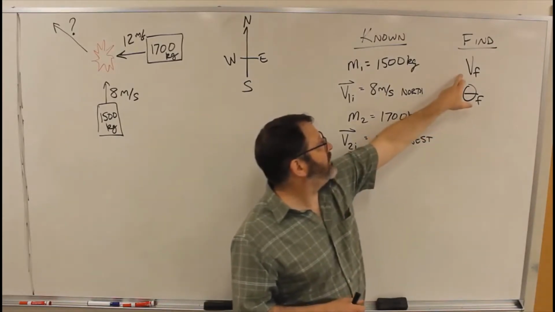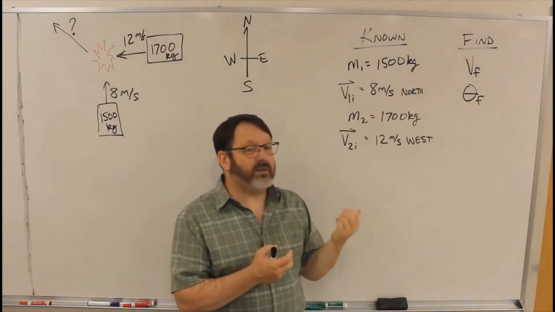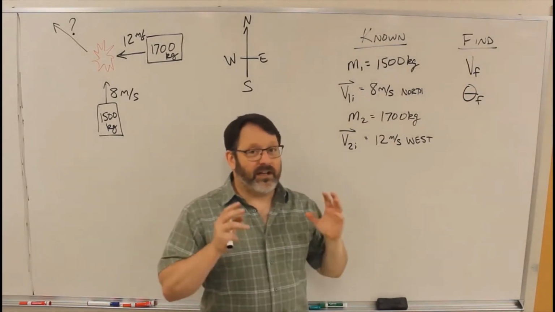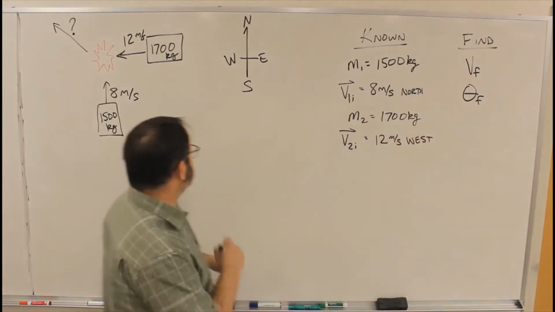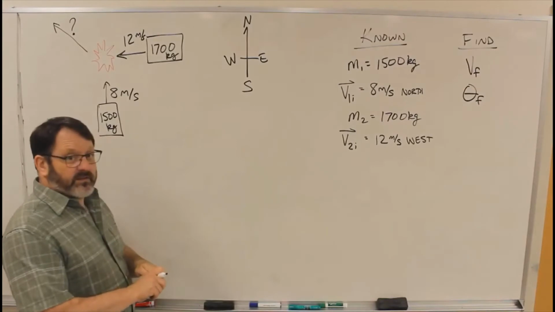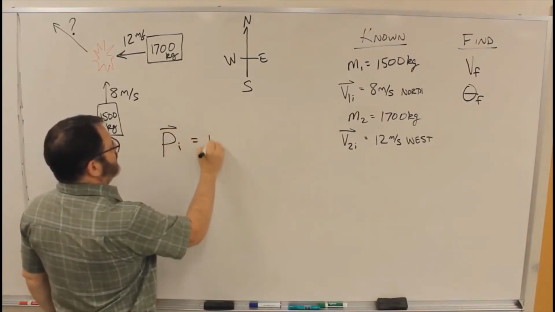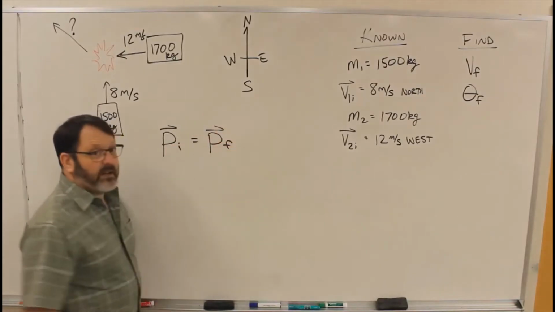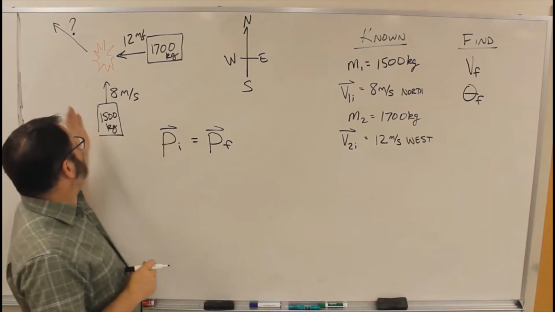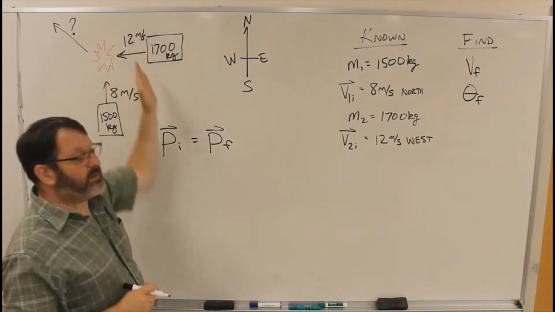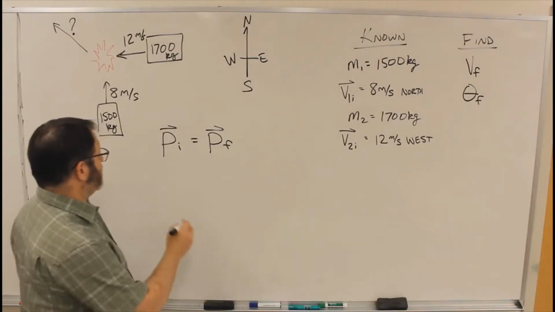So VF, that's the final speed. The two vehicles stick together at the end, so we don't need a V1 final, V2 final. It's just one V final. And then also the direction. So conservation of momentum says the initial momentum equals the final momentum. In this case, remember these are both vectors, we have this direction momentum and that direction momentum. So we can solve each of those separately.